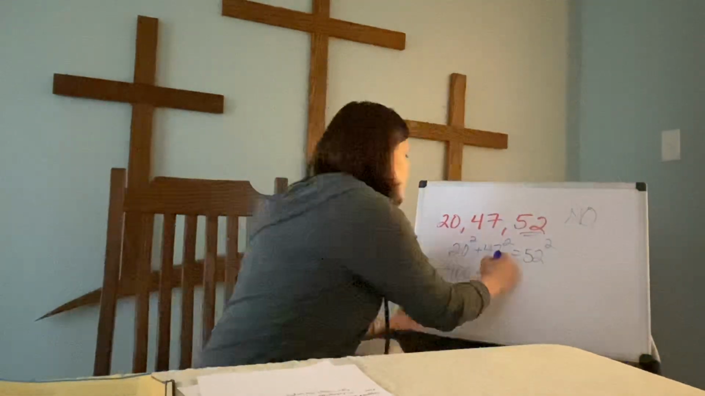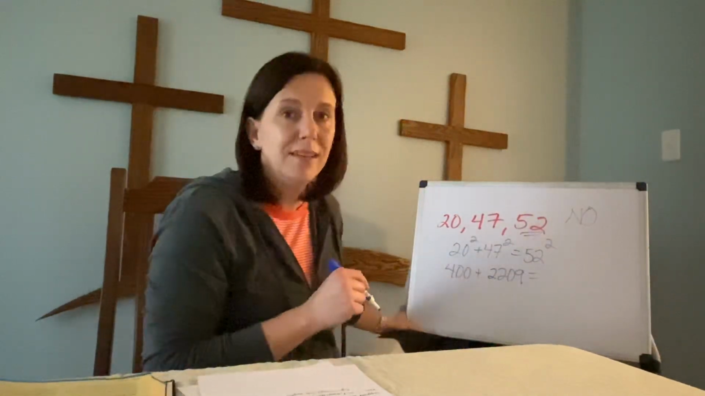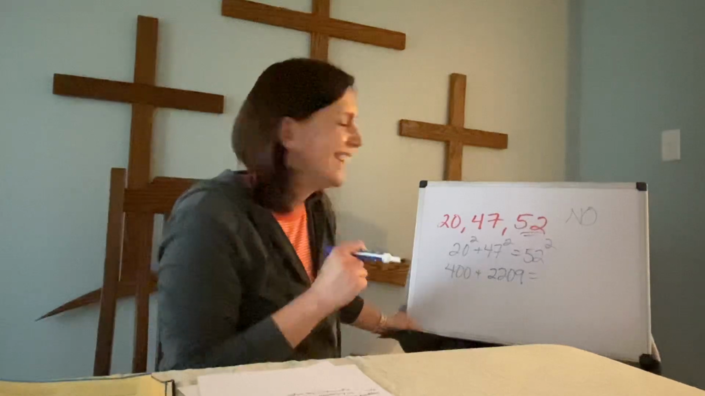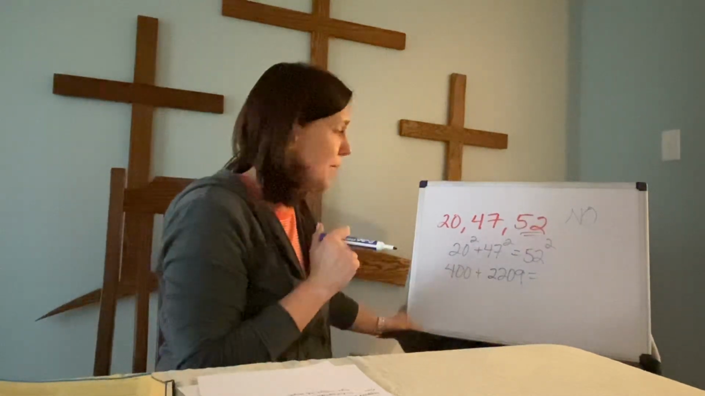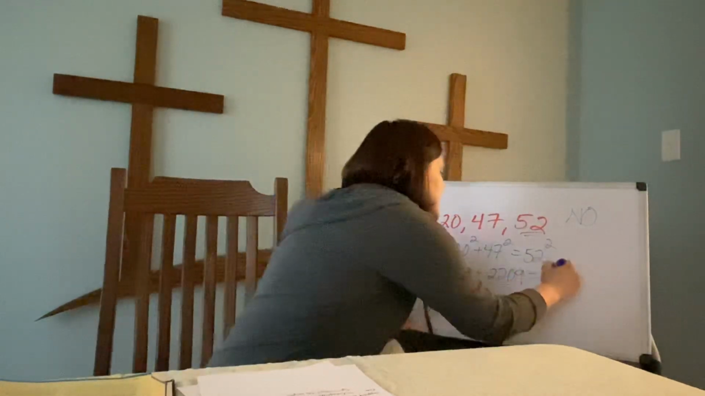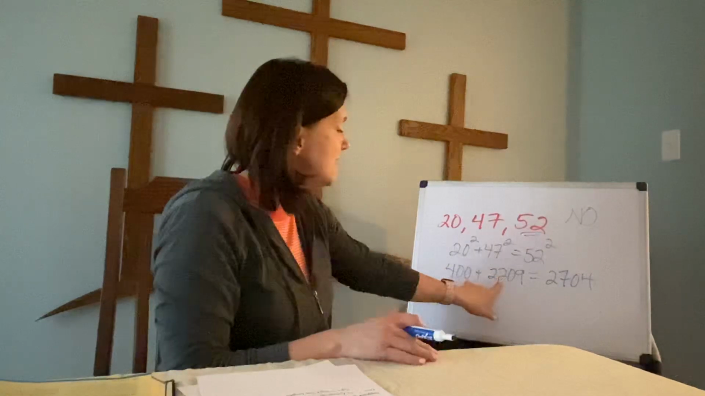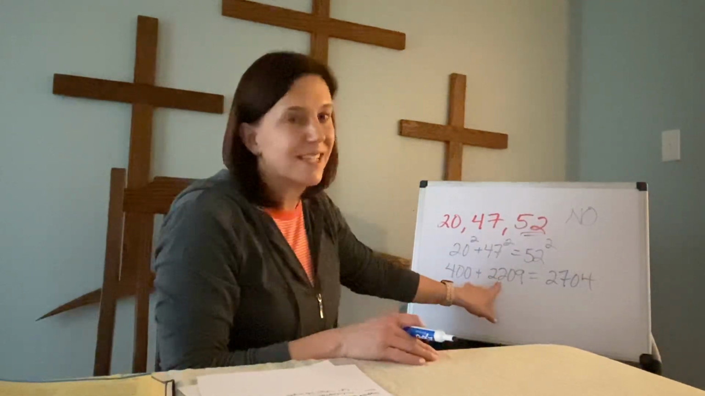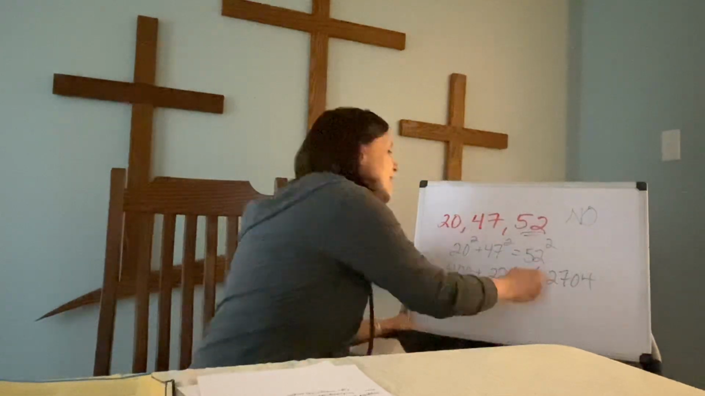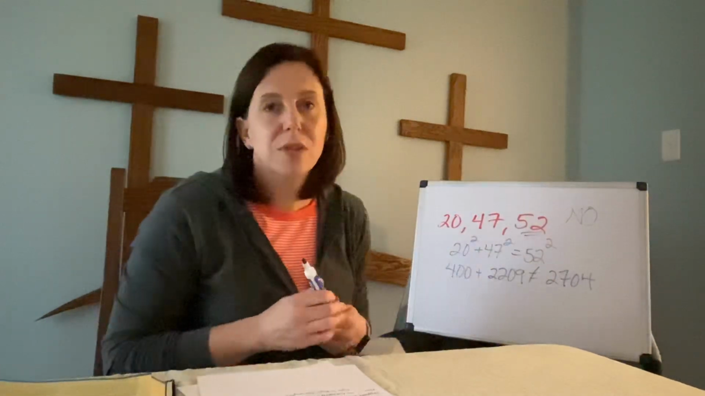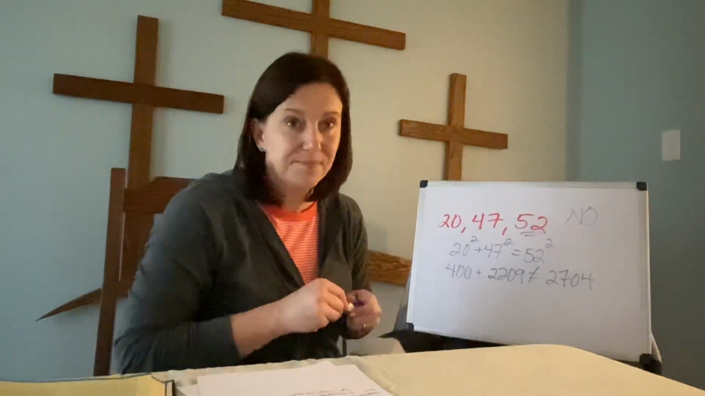47 squared, though, is 2,209. It's a big one. You probably didn't know that one. I don't know that one either. I used my calculator for short. 52 squared is 2704. And if I add these two together, I get 2,609, not 2,704. Telling me not an equal equation, therefore it is not a right triangle.